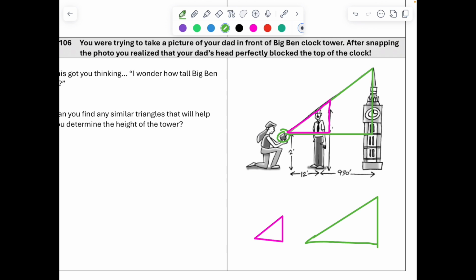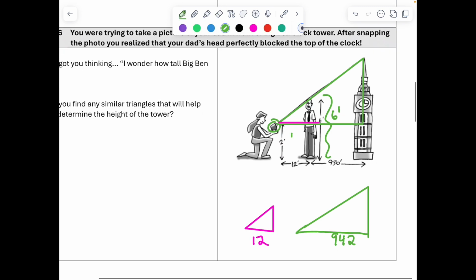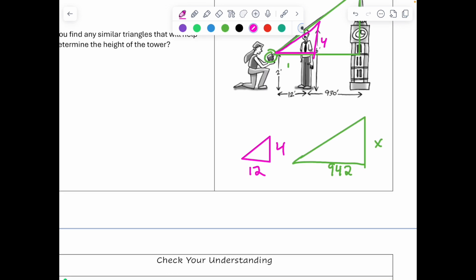The distance between where we're starting and our dad is 12, and then we've got 12 plus 930, so that is 942 from the camera to Big Ben. Height-wise, our dad is 6 feet tall, but our camera's 2 feet off the ground. So the height within our small pink triangle, what's left over, is going to be 4. And then we want to know the height of Big Ben, so we can just set up a ratio for these triangles.